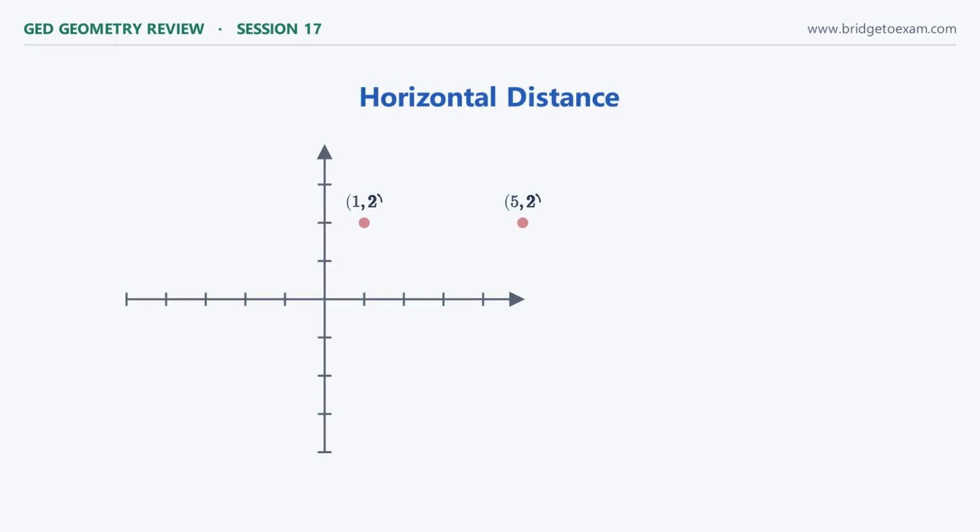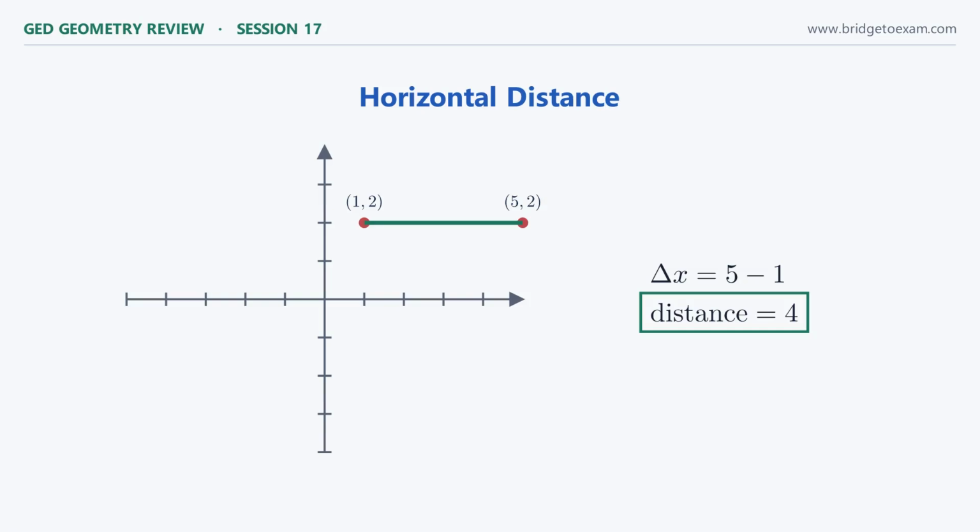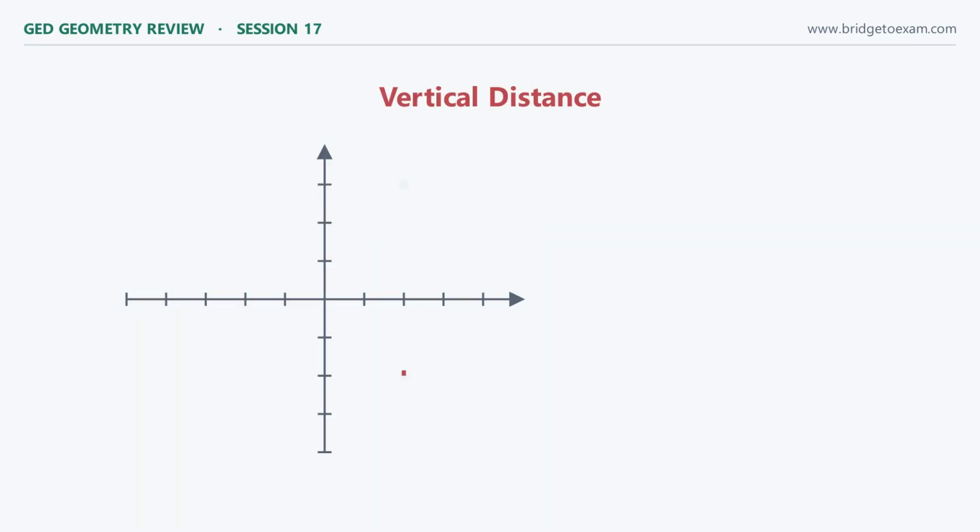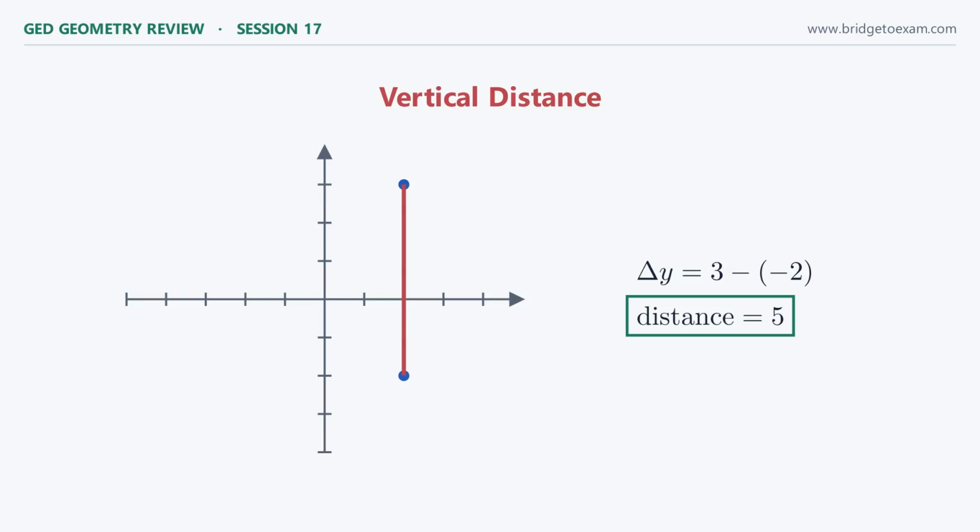Distances on a grid come from the coordinates. From 1, 2 to 5, 2, only the x changes, from 1 to 5, so the horizontal distance is 4. A change in x is a horizontal distance. Vertical distance works the same way with y. If only the y-coordinate changes, subtract the y values to get the distance straight up or down. Horizontal uses x, vertical uses y.